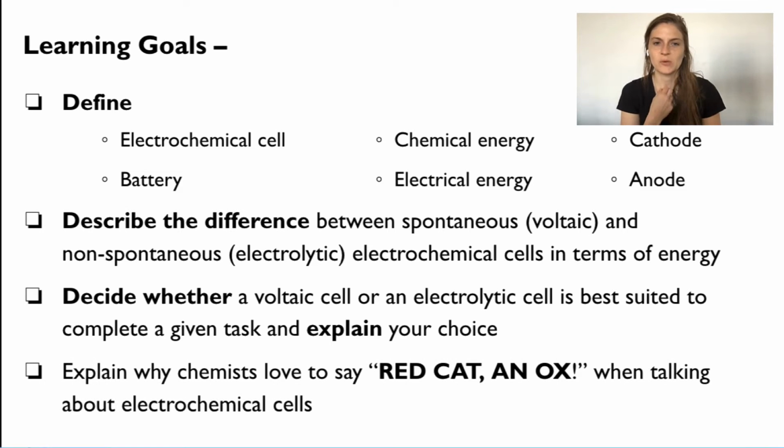Finally, we will explain why chemists love to say red cat and ox when talking about electrochemical cells. I promise you there's a reason. Let's get to it. Let's start by defining electrochemical cell. Fortunately, it's kind of right there in the word.